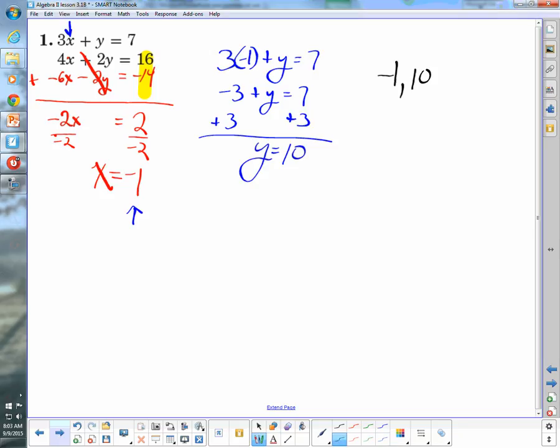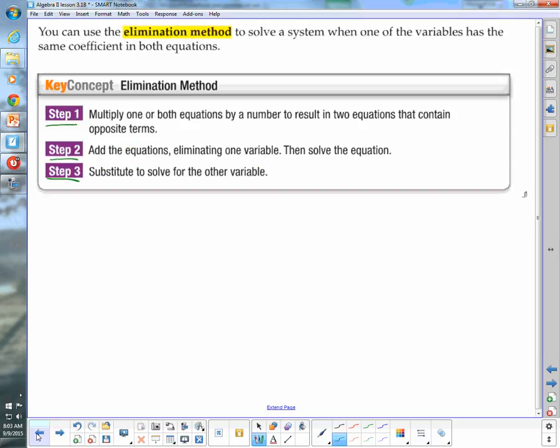All right, so remember the steps. Select one equation to eliminate the variables with, and then add the equations, eliminating one of the variables, then solve the equation. Substitute to solve for the other variable.